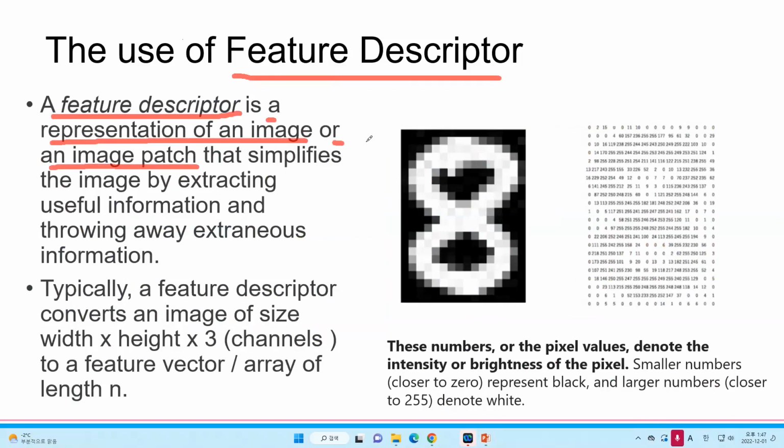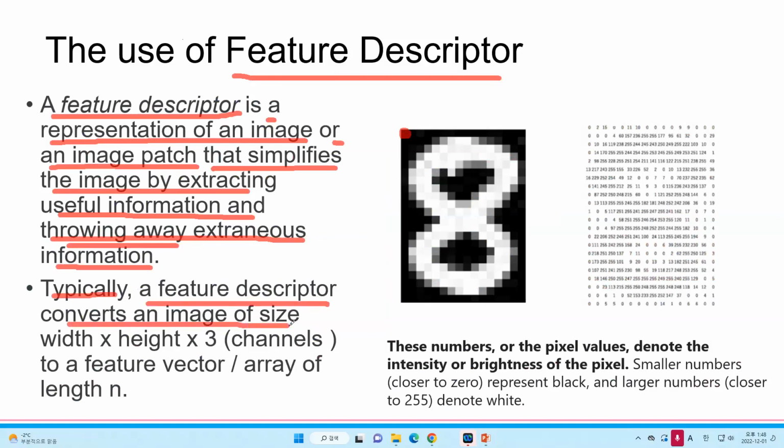Patch means some part of the area, that simplifies the image by extracting useful information and throwing away extraneous information. So it means if we have important information here, we will use it. If we have not important information, we will just throw it away. Typically, a feature descriptor converts an image of size width multiplied by height multiplied by 3.